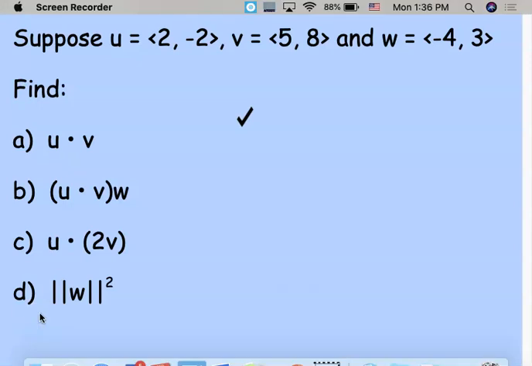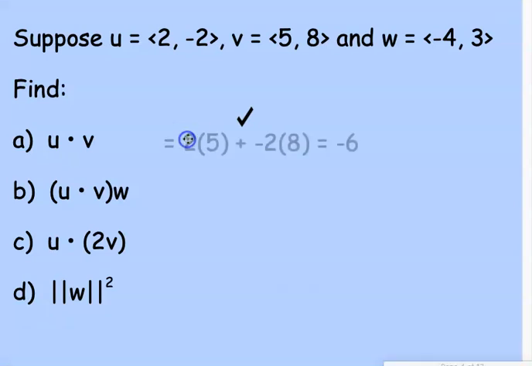So U dot V, you'd have 2 times 5 plus negative 2 times 8. So you get 10 minus 16, which is negative 6. Everyone okay?